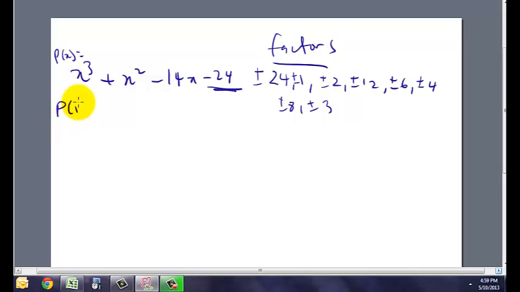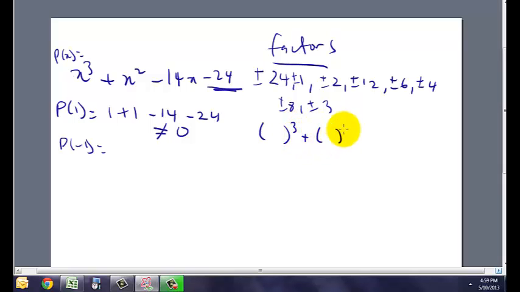Let's try P of 1, for example. P of 1 just means wherever I see x, I'm subbing in 1. So it's going to be 1 plus 1 minus 14 minus 24. That is never going to give me 0, I can see, so it's wrong. Cool. We go, okay, P of minus 1, for example. And in your calculator, you can do this really fast. The way you would put it in your calculator is exactly like this: bracket cubed plus bracket squared minus 14 bracket minus 24. Rather than rewriting everything, you could just change whatever's in the bracket.